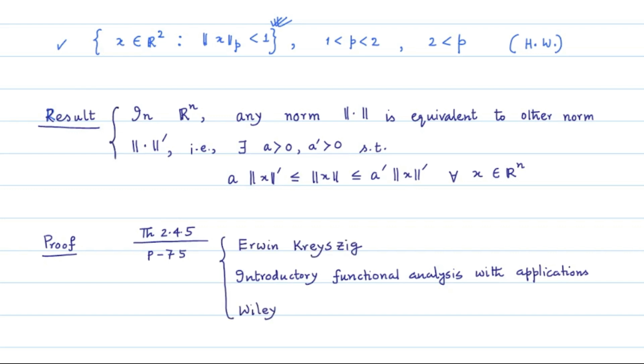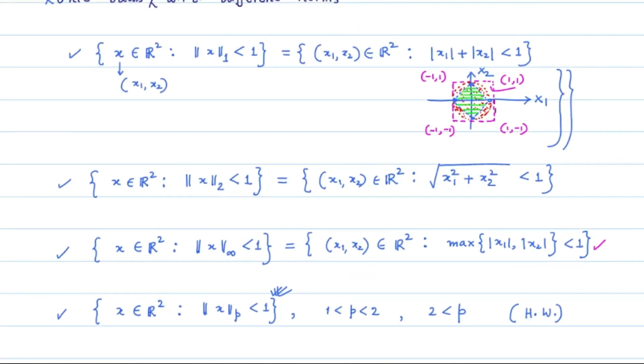Geometrically, this result states that inside an open ball with respect to a given norm, there exists an open ball with respect to any other norm. For example, in this figure, you can see that inside this rhomboidal region, we can inscribe a circle, maybe of radius less than 1, and inside this unit circle, you can inscribe a rhomboidal region. And this fact is true for any chosen norms.